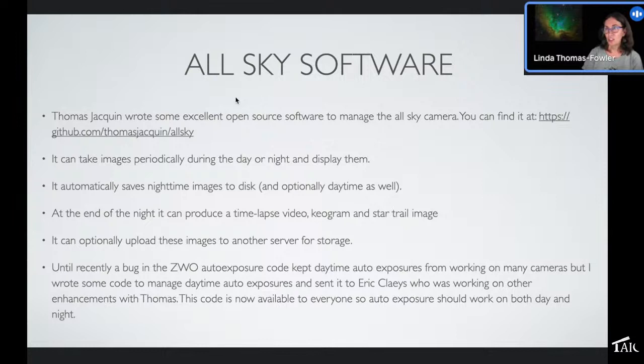The existing ZWO auto exposure code still has some issues. If you have a bright moon, it can kind of pulse. You won't notice it at nighttime, but if you look at the time-lapse video, you'll see it pulsing.